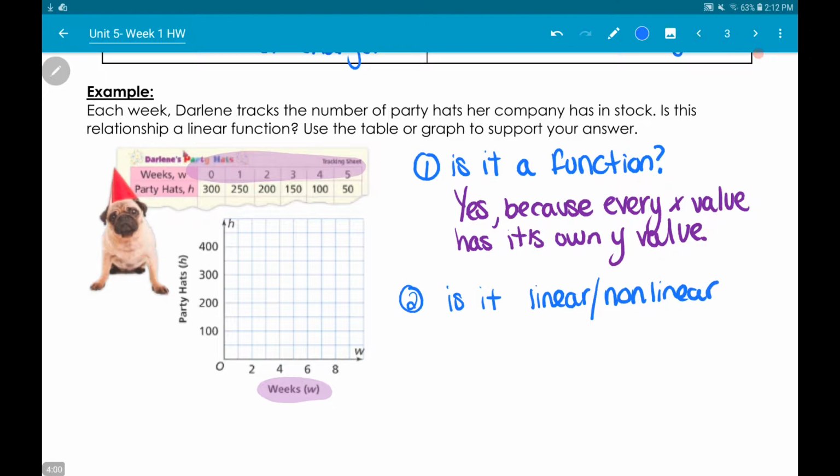I can do that by either looking at my table for a constant rate, but since they give us a graph, let's take a look at that graph. Let's plot these points, and we can see, is it a straight line or not? I'm going to plot the point (0, 300). That goes here. The next one's going to be (1, 250). That's here. (2, 200). (3, 150). (4, 100). (5, 50).